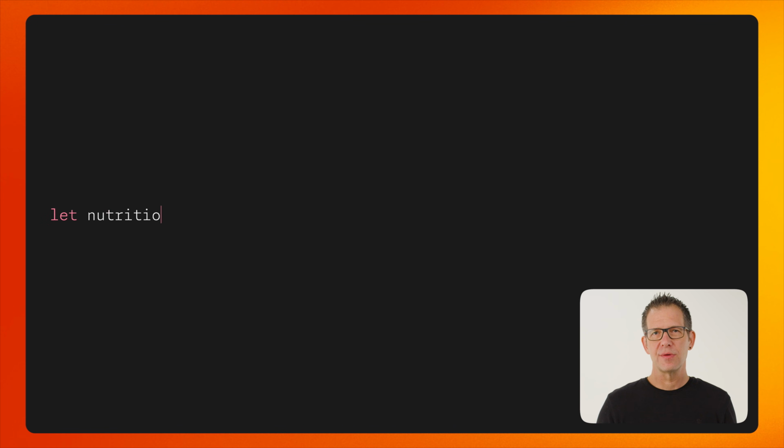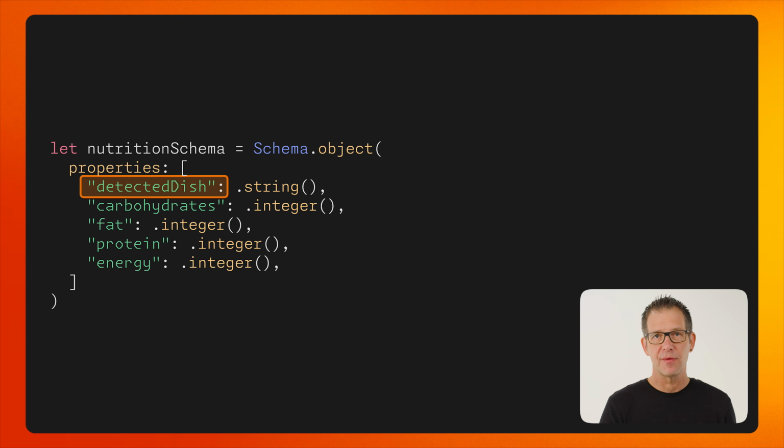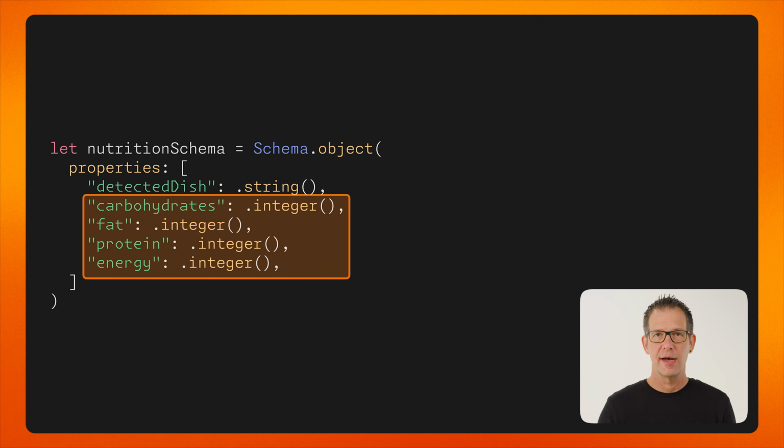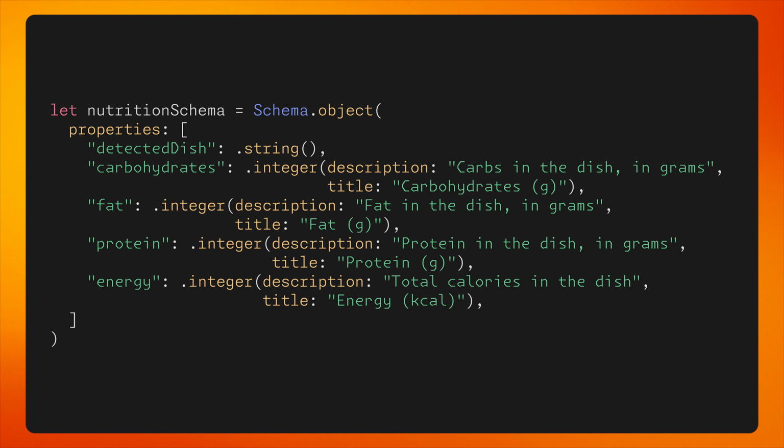So, we have our Swift struct, but Gemini doesn't know about Swift types directly. We have to provide guidance for it. The way we do this is by defining a schema object. This acts as a blueprint that tells Gemini exactly what keys and data types to use. For example, we specify that the name of the dish is a string and that the carbohydrates, fat, and energy attributes all are integers. We can even provide more details about the meaning of the individual properties, for example, to make sure that the macros are expressed in grams.